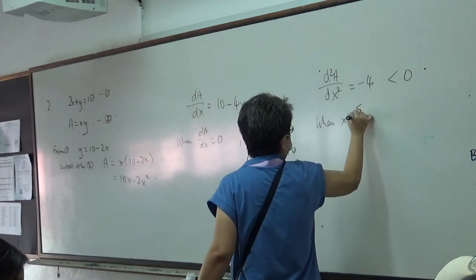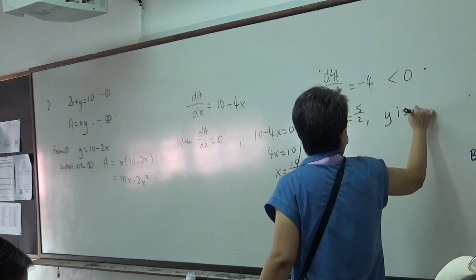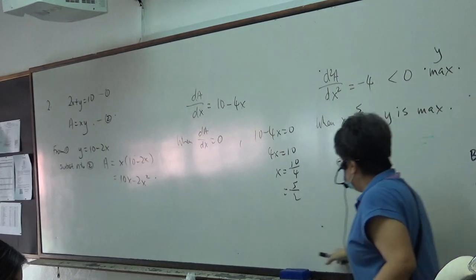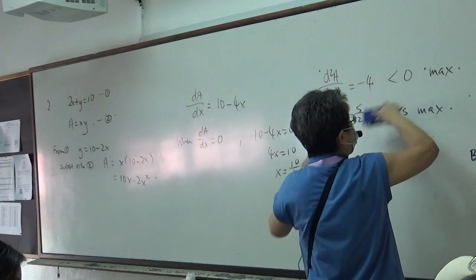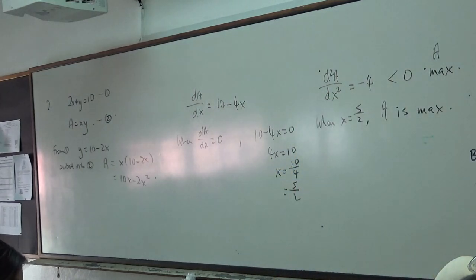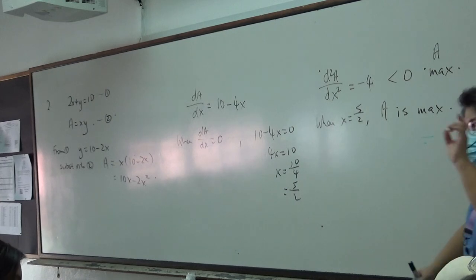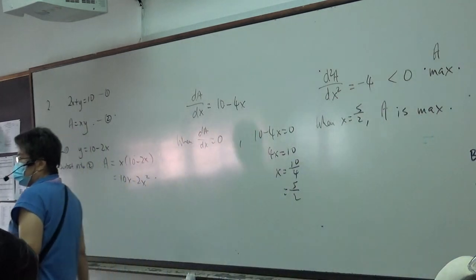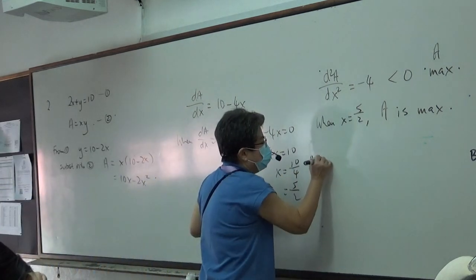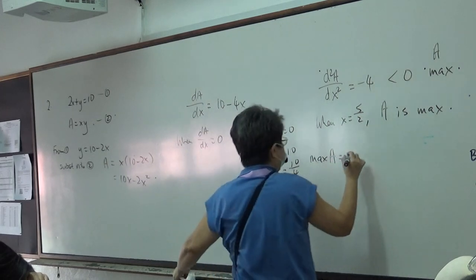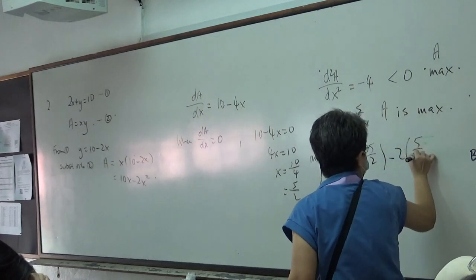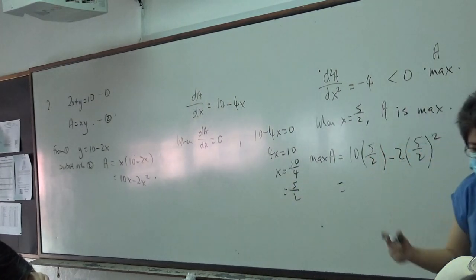So, when x is 5 over 2, A is maximum. This implies A max, not y, my mistake. A is maximum. Everybody clear? But I want to ask, have I finished the question? I must still find the maximum A. So maximum A will be 10 into 5 over 2 minus this. Okay, find this.